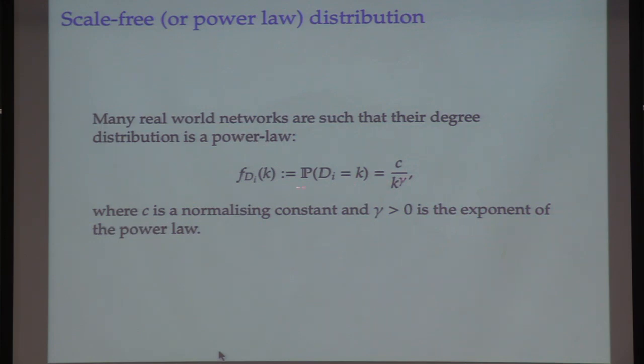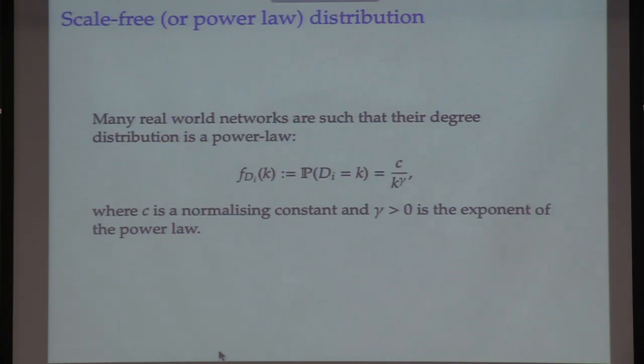What is a power law? It's something like this. You look at the probability that the degree of node i is equal to a certain value k, and this is of the order 1 over k to the power gamma. So that decreases, but with heavy tails, which means there's some non-null probability that you have very large values that appear. Here C is just a normalizing constant, and gamma is the exponent of that power law.